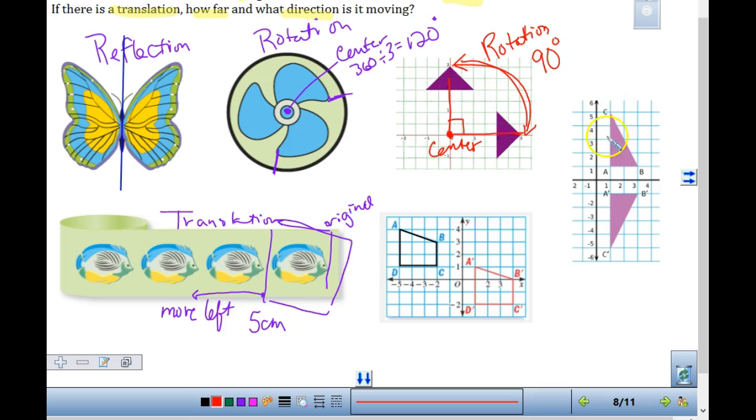If I am looking at this picture over here, is it rotation, reflection, or translation? Reflection. If it's a reflection, we now need to tell where that line is, the line in the middle. It is the x-axis, so please make sure you extend that line so you can see it.